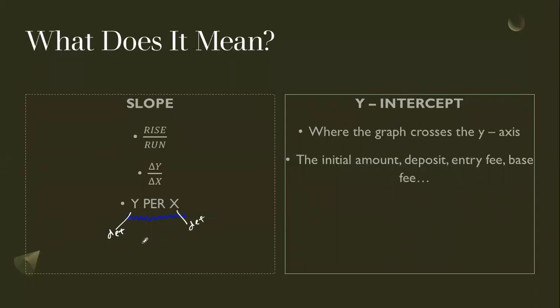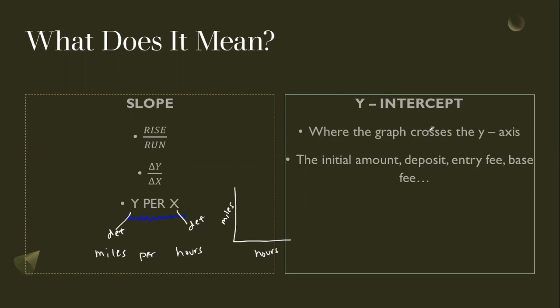So for example, let's say I have a graph and the y-axis stood for miles. That was the title of the y-axis. And the x-axis stood for hours. If I asked you what the slope meant in the problem, I would say, what does the y stand for? Miles. Put per in the middle of it. And then the x-axis, hours. So the slope would be miles per hour. So that's how we would interpret slope, and you'll see more in a moment.